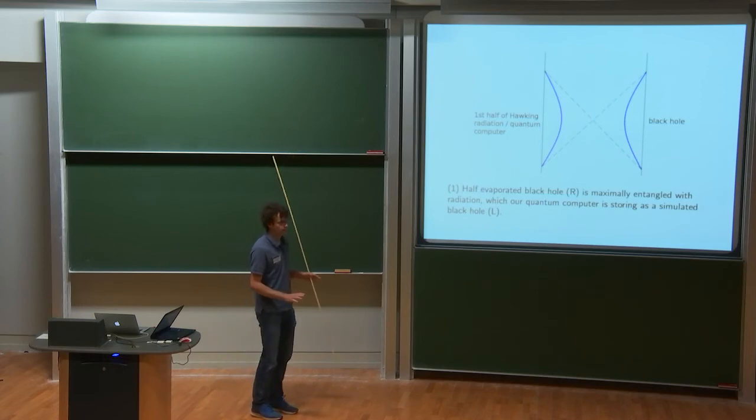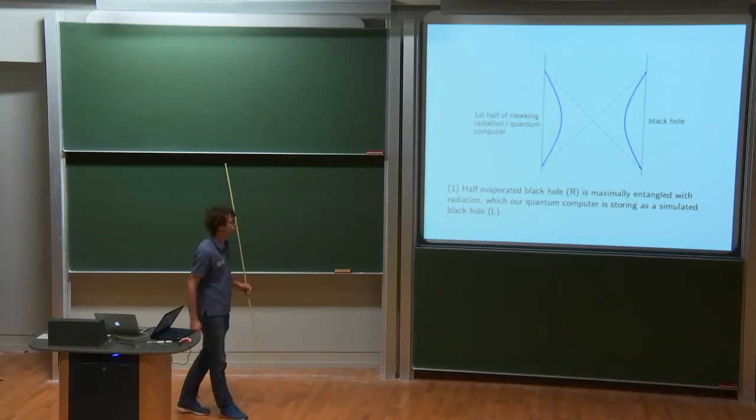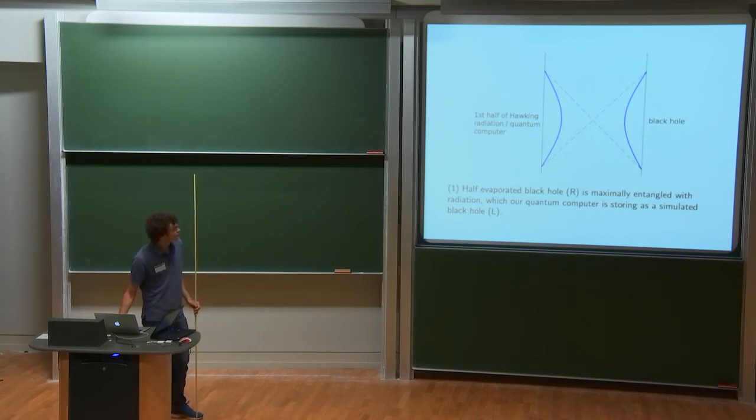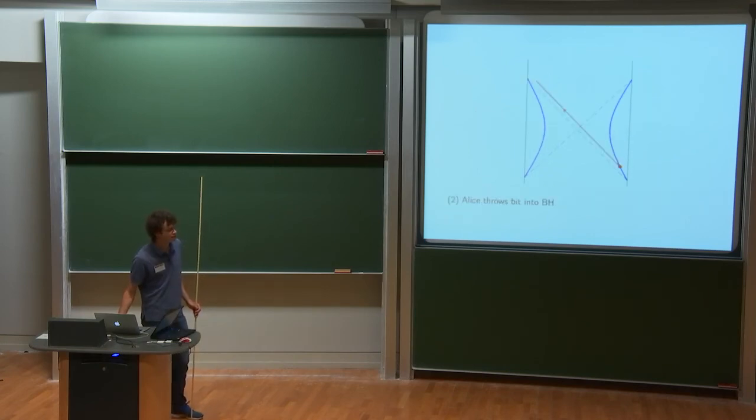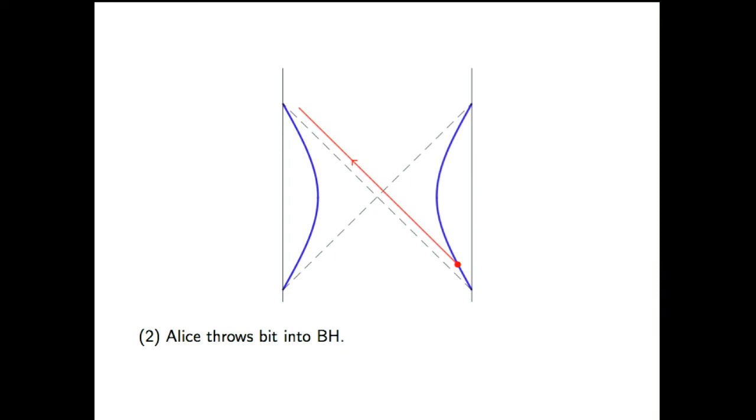OK, so this is our setup. We're going to use this wormhole to try to understand this problem. So now if we just repeat these steps, we're already at the halfway point when we discuss this state. We imagine that Alice throws her diary into the black hole. That's the red trajectory there.